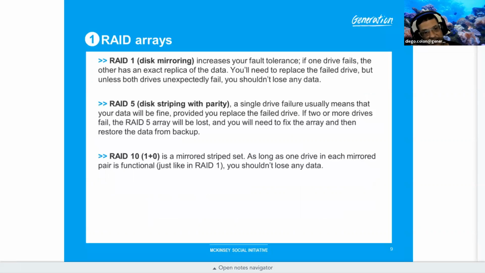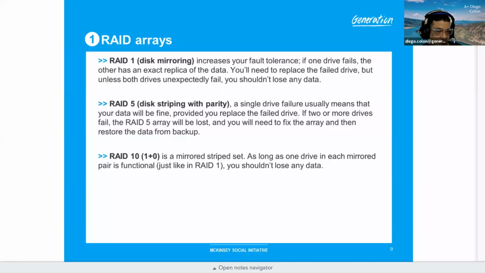RAID, as we said, RAID 1 was disk mirroring. It increases your fault tolerance if one of them fails. Obviously, you're going to need to replace it. As long as both drives that have the mirror image do not fail, you don't lose any of the data.